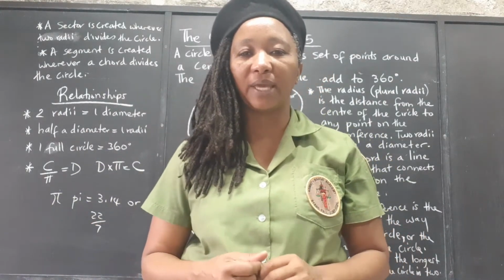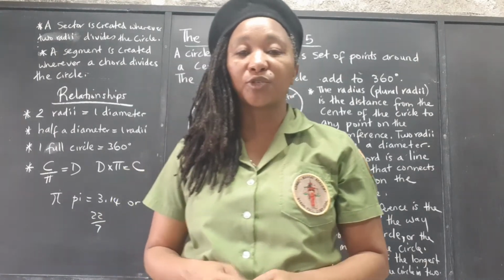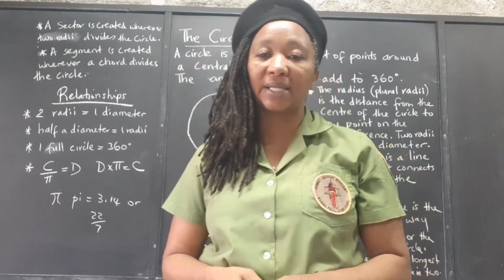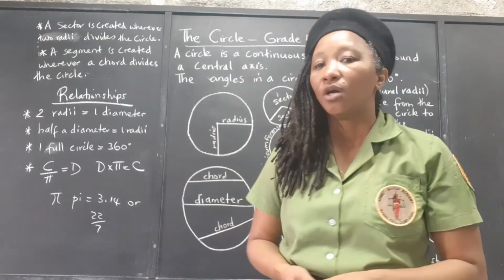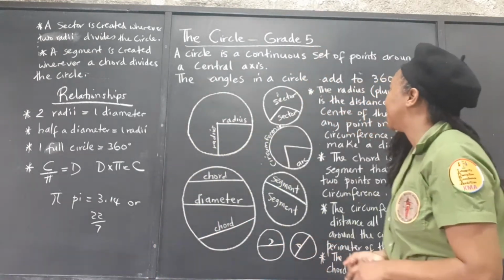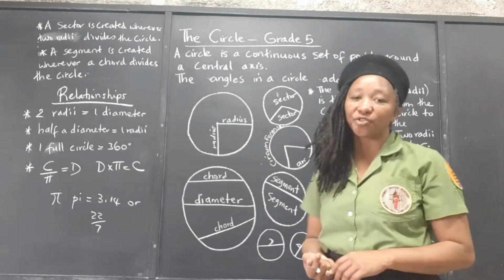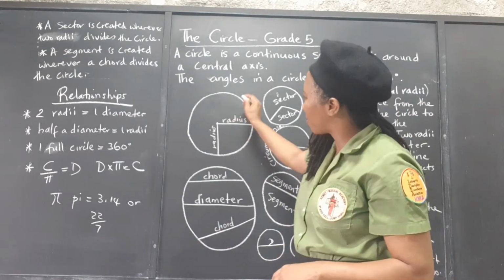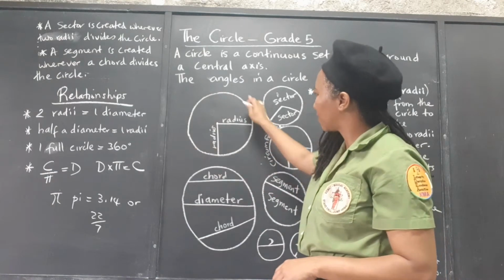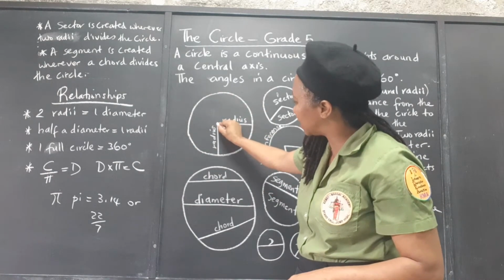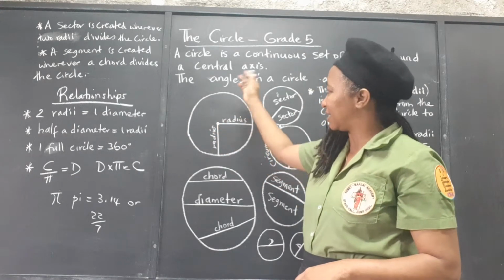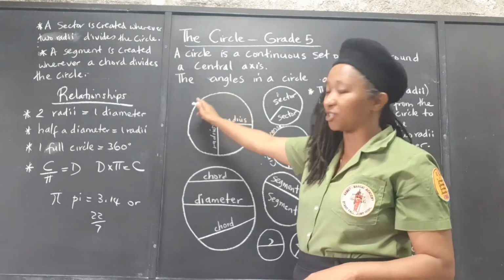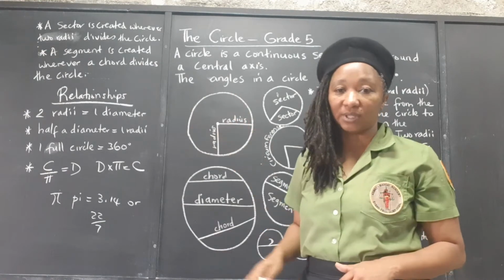Today we're going to be looking at the circle. We're introducing the circle, so we're going to look at the terms and their definitions. So a circle is a continuous set of points around a central axis. So here we have our circle, and when we say a central axis, we mean, imagine a point here that every point along the edge of the circle rotates around, right?